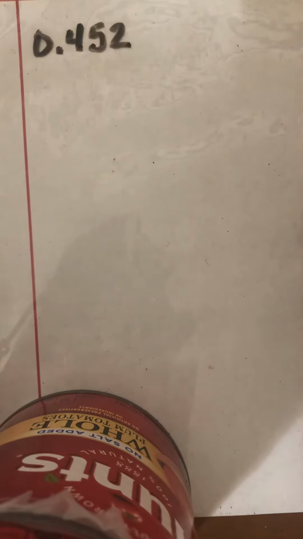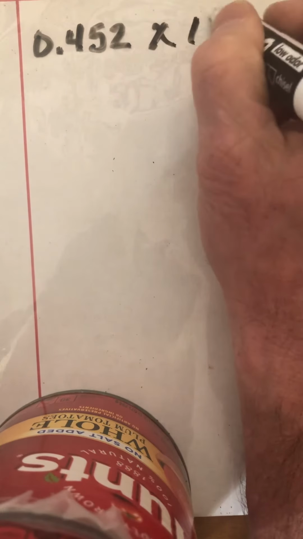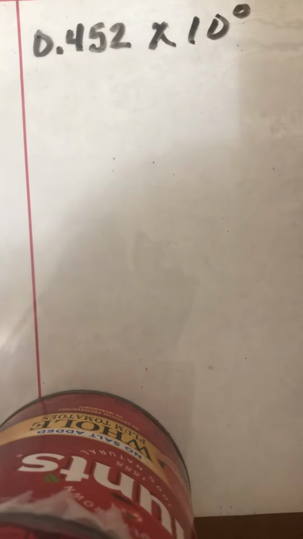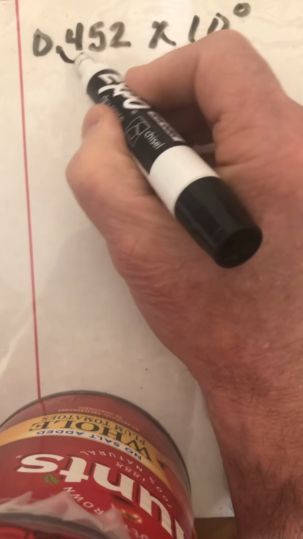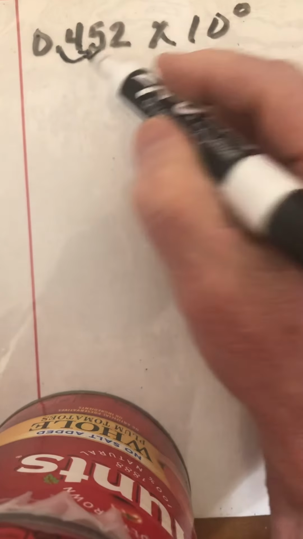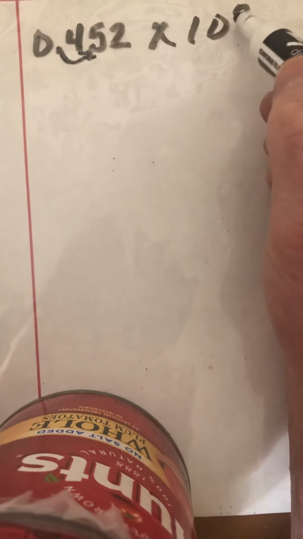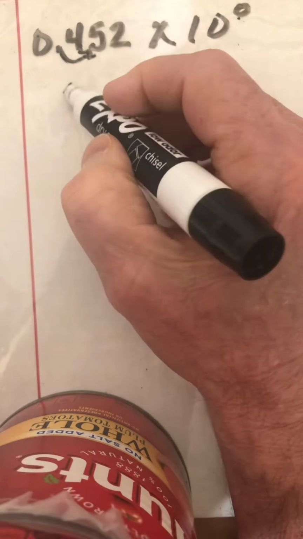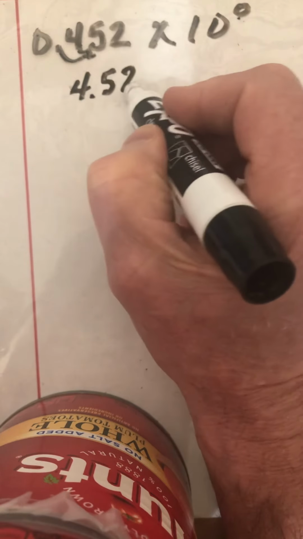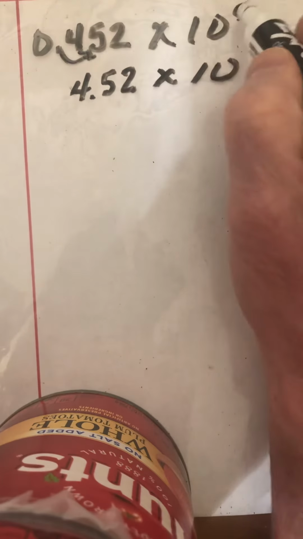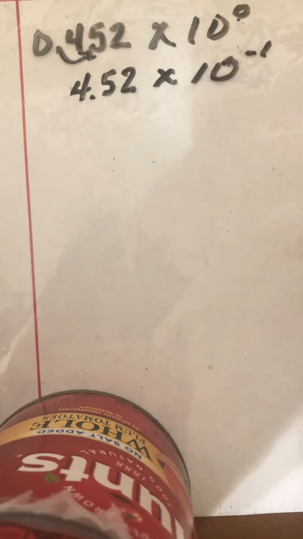0.452, right? Again, if I make that times 10 to the 0, that kind of makes it easy to see, right? If I move this decimal point once to the right, that means that I am multiplying this by 10, so I have to divide this by 10. So I get 4.52 times 10, and dividing that by 10, I would get to negative 1.